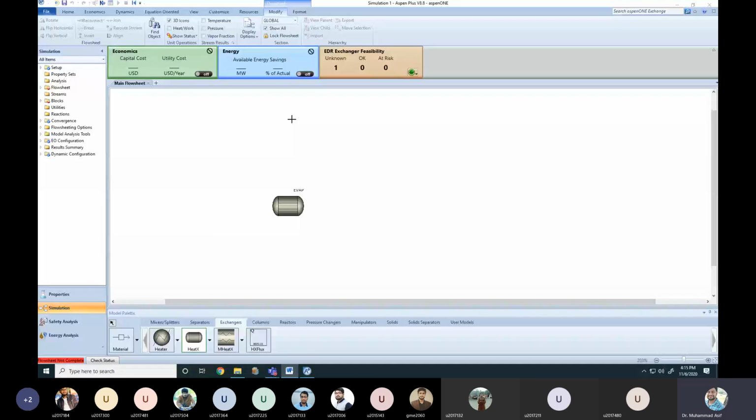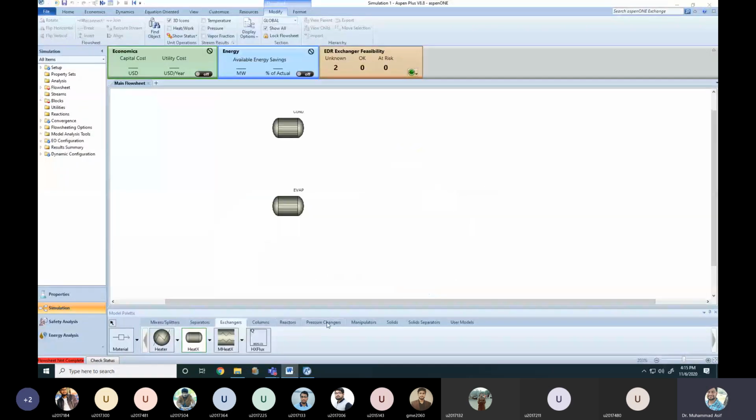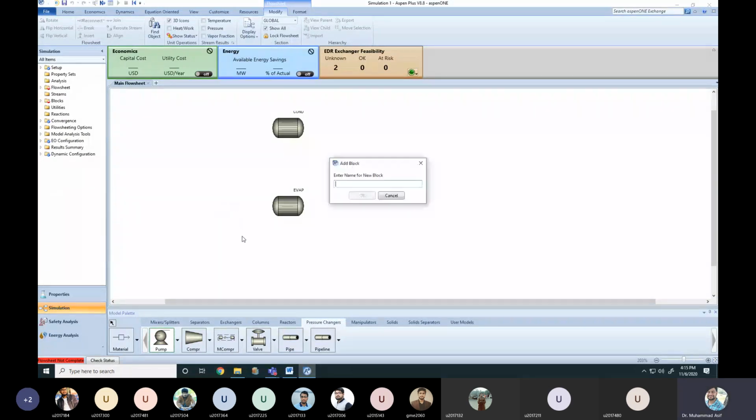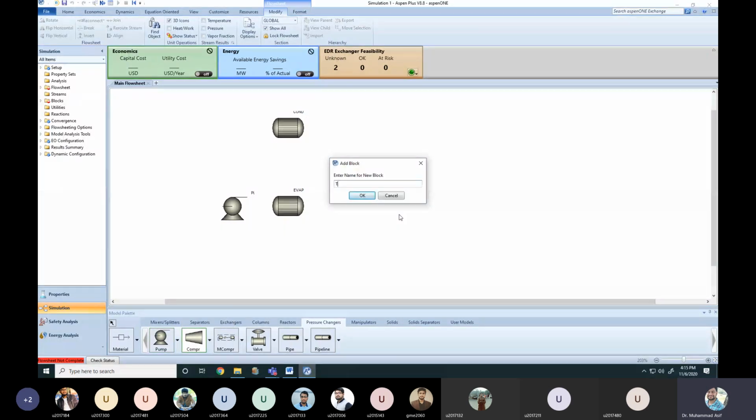A condenser as well, right? So let's say this is our condenser, COND condenser. Let's give the name condenser. Then we need a pump as well, as well as a turbine. So pressure changer, here is a pressure changer. We need a pump as well. So here is a pump, PUMP pump, and then we need the turbine. So this is compressor and the second one is a turbine. So let's say this is TURB. TURB means turbine.